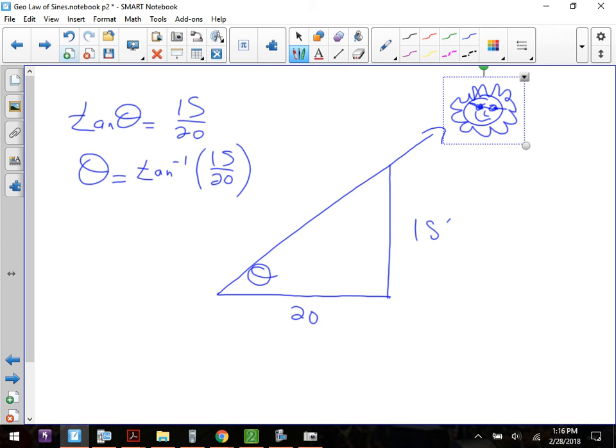I think that was what I had earlier. 36.87 degrees is the angle looking up to the side. Okay?